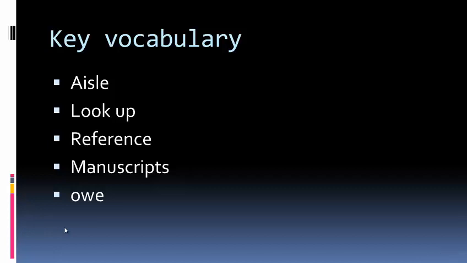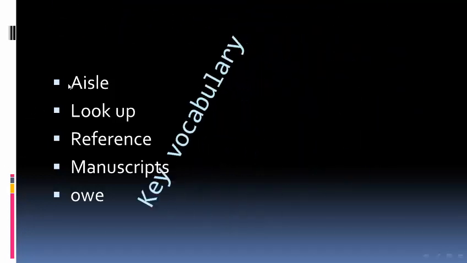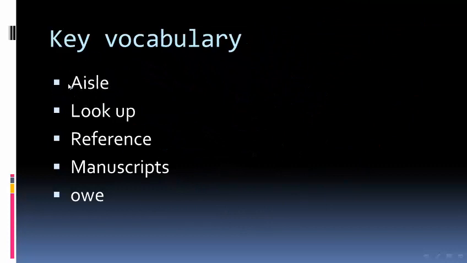Out of this conversation, gentlemen, we get some new key vocabulary like aisle. What is an aisle? It is a narrow path between two sets of seats on an airplane, on a ship, or perhaps in a supermarket or in a library between two sets of shelves. An aisle is a long, narrow path. Look up. What do you do when you want to know the meaning of a word? You just grab a dictionary and start to look the word up. Look up: find the meaning of a new word.